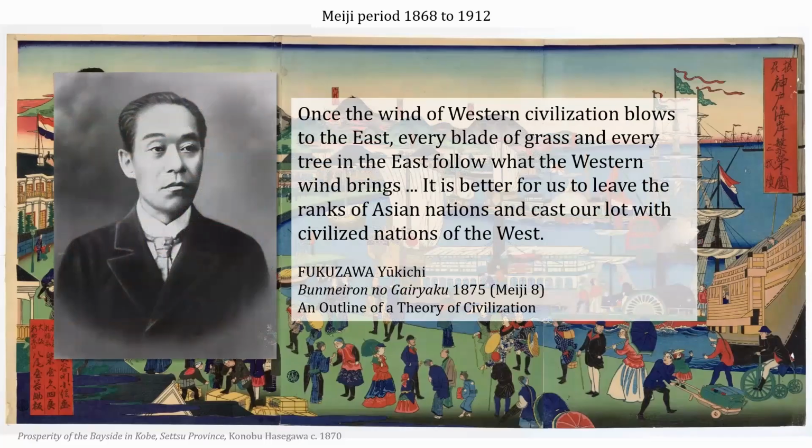And so this is Fukuzawa Yukichi, and he's an intellectual, and his ideas have really helped shape what Japan is like now, modern Japan. He was instrumental in introducing Western ideas to Japan, and he was advocating for rapid modernization, by which we really mean Westernization, to prevent Japan from being colonized. So when he says, when the wind of Western civilization blows to the east, every blade of grass and every tree in the east follow what the Western wind brings.